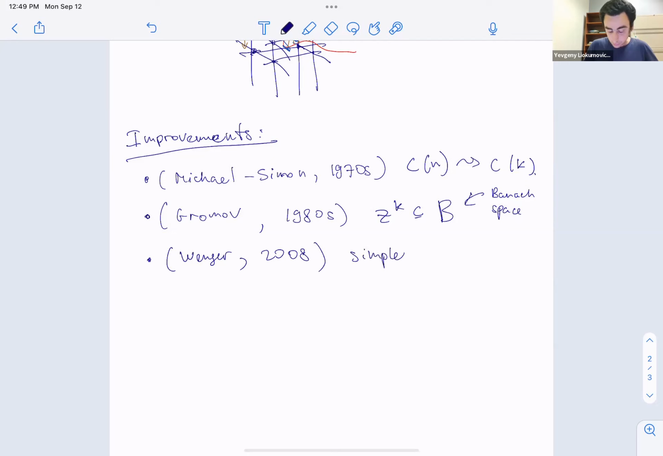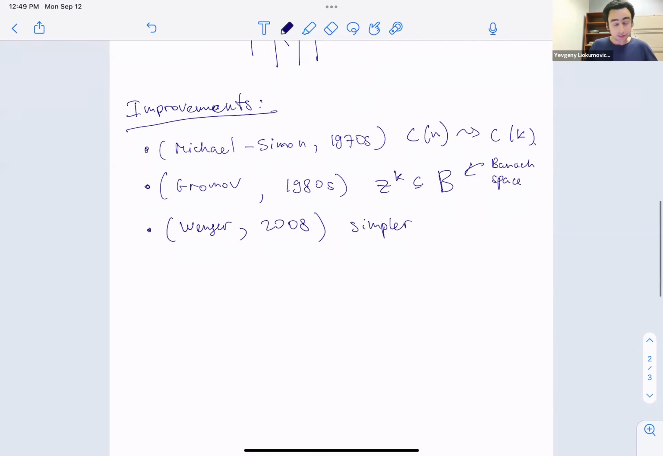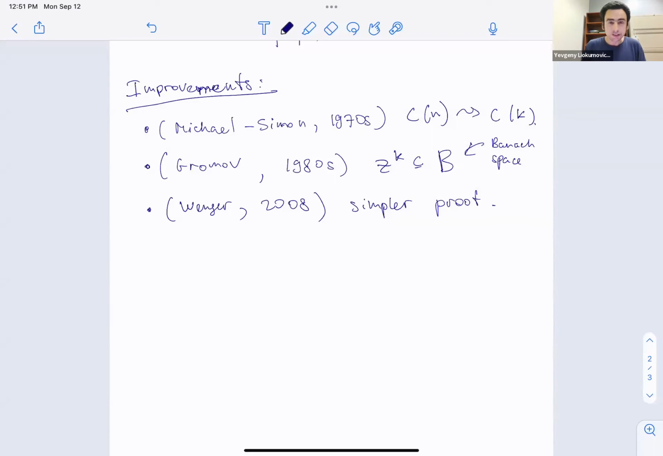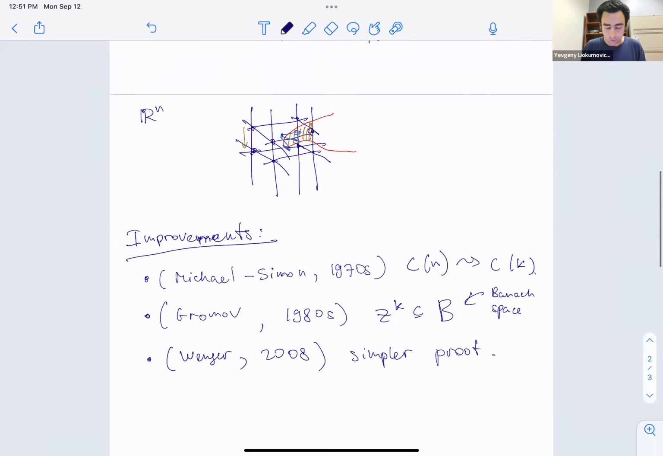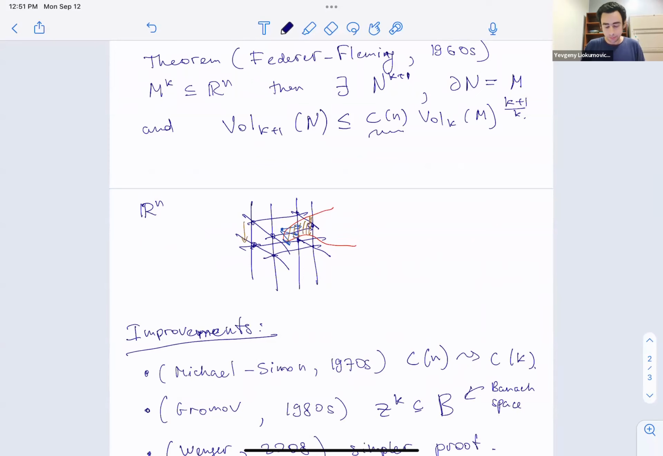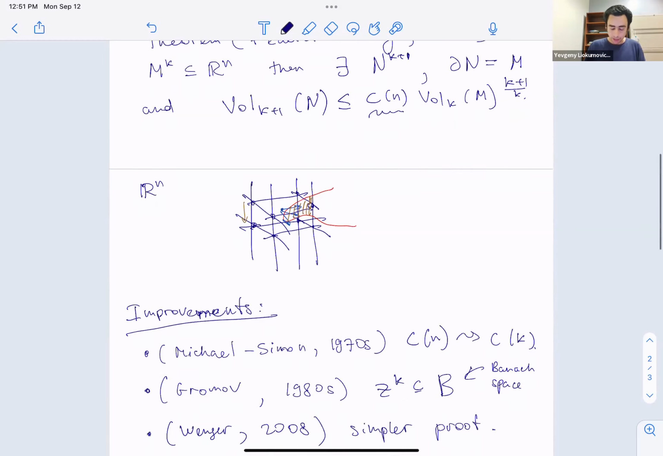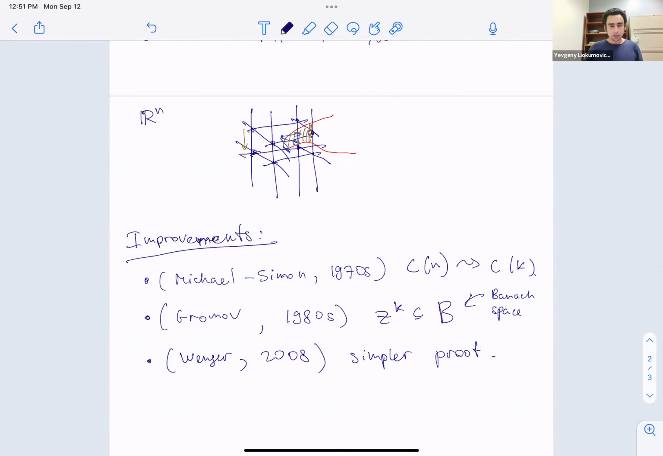It's a very nice proof, and I highly recommend reading it. It's just a 2-page proof of this result. Why is this interesting? Why would we want to improve the dependence of the constant on the dimension from ambient dimension to the dimension of the manifold? And why would we care about generalizing this isoperimetric inequality from Euclidean space to Banach space?